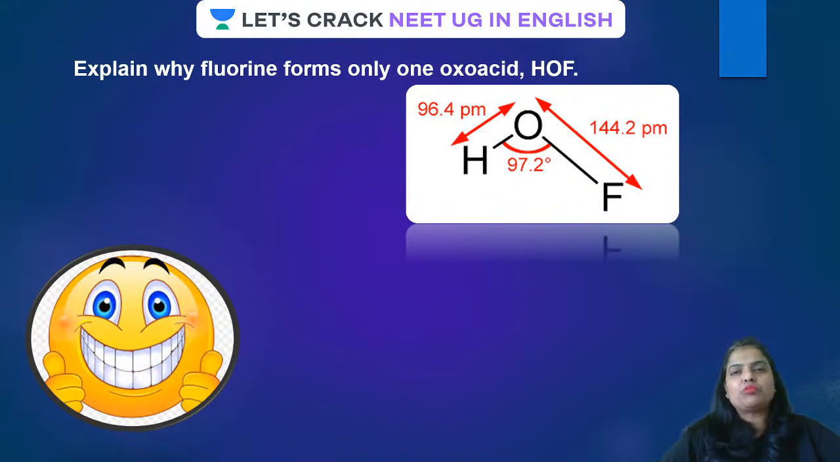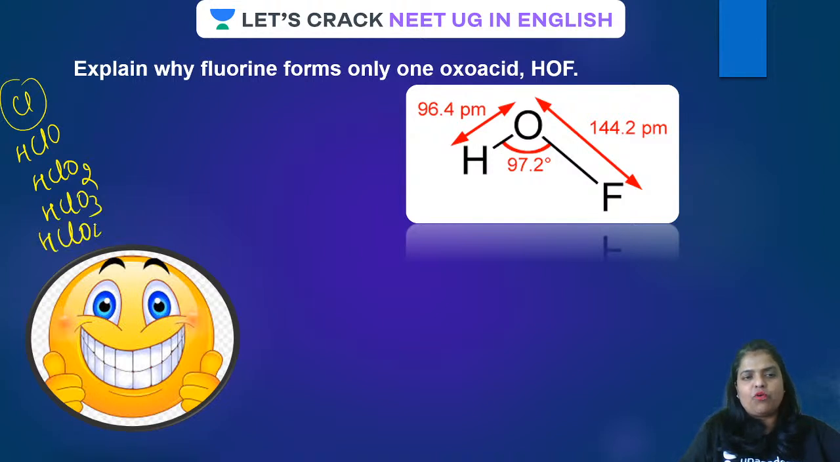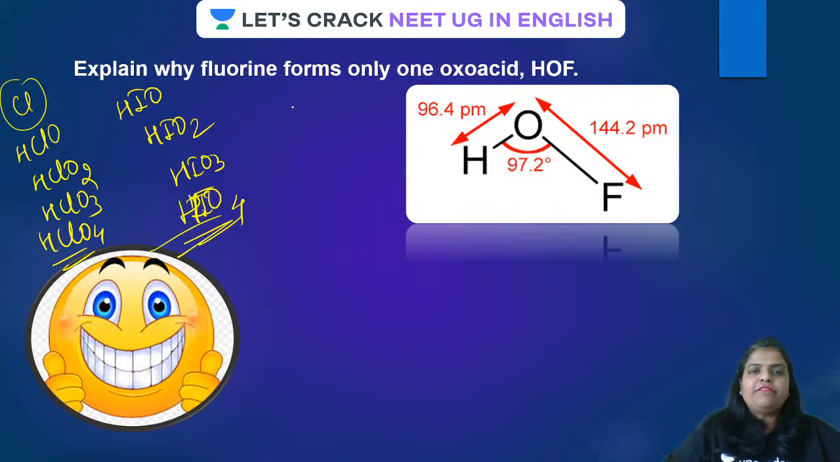Explain why fluorine forms only one oxoacid, and that is what, guys? HOF. Whereas if you compare chlorine, guys, chlorine can form HClO, HClO2, HClO3, HClO4. Or HIO, HIO2, HIO3, HIO4. Yes, guys. Why does fluorine only form HOF? Come on, this is a very important question.